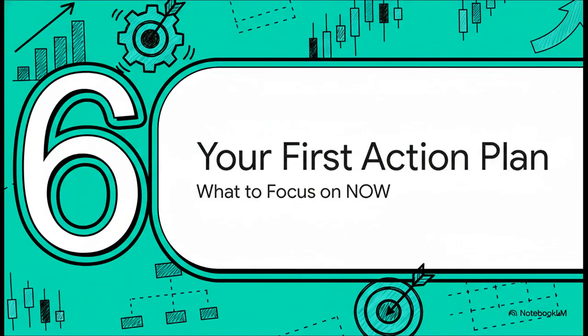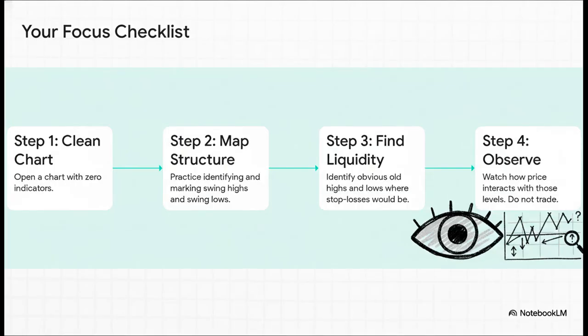Look, all this information is great, but it's totally useless if you don't take action. So let's end this with a simple, practical plan that you can start using the second you're done with this. This is what you need to focus on right now. Here's your checklist. Step 1. Open a completely clean chart. No indicators, no junk. Step 2. Just practice mapping out the market structure. Mark your swing highs and your swing lows.